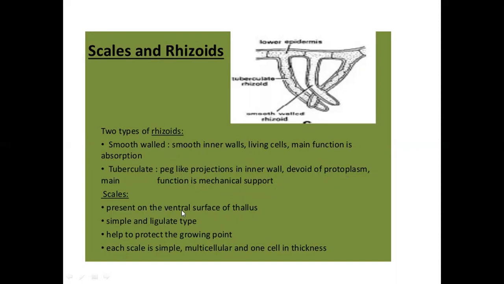Scales present on the ventral surface of the thallus are simple and ligulate type, and help to protect the growing point. Each scale is simple, multicellular, and one cell in thickness.